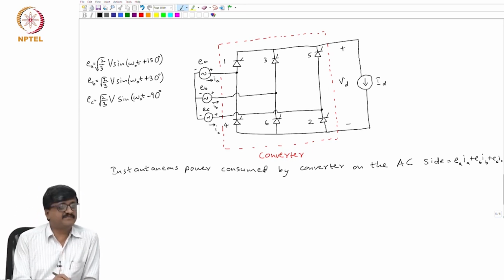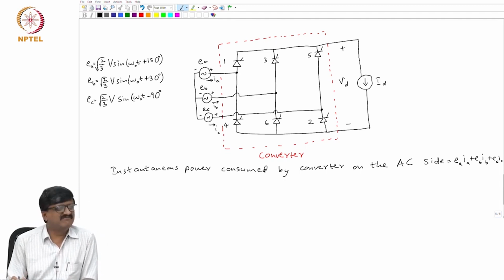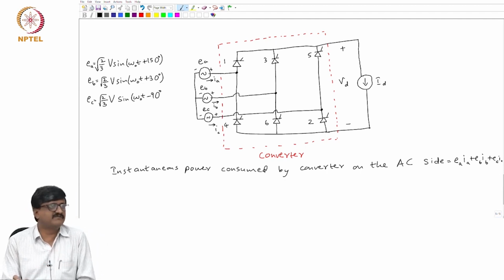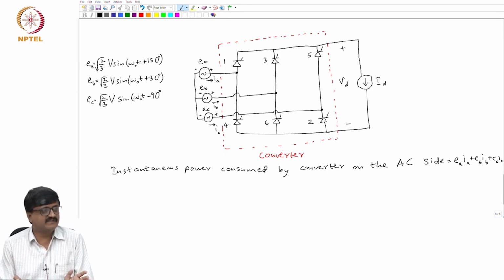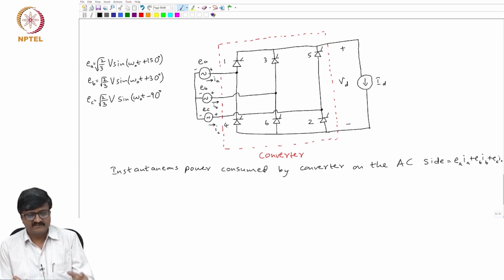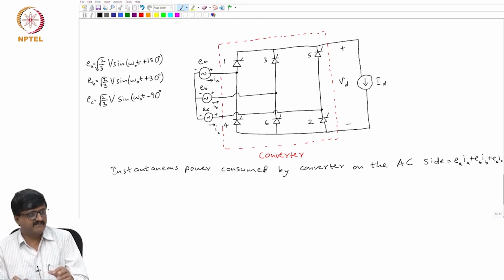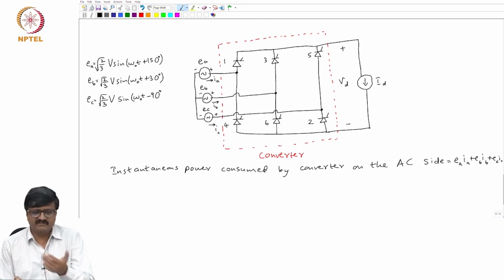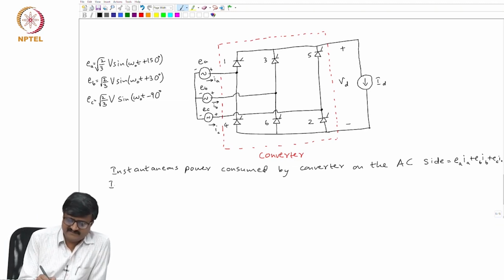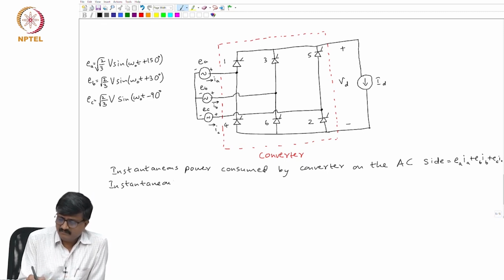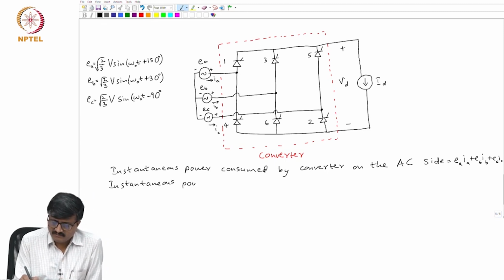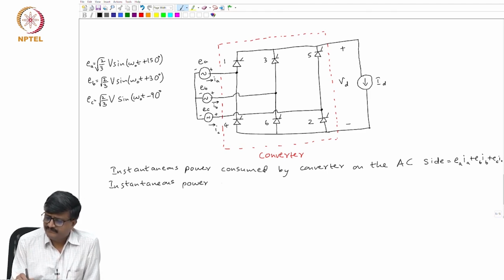Why is it consumed by the converter? Because it is supplied by the voltage source. The current leaving the voltage source is leaving from the positive terminal. So, it is the power which is generated by the 3-phase voltage source and it is consumed by the converter. Suppose I take the instantaneous power generated by the converter on the DC side.